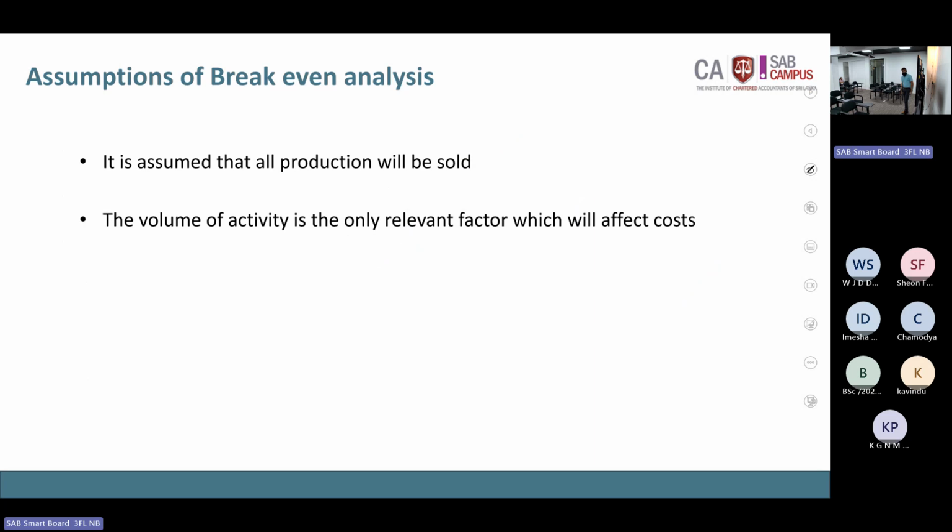Then it is assumed that all production will be sold. අපි හදන හැම product එකක්ම sell කරනවා කියලා හිතාගෙන තමයි අපි මේ calculation එක කරන්නේ. ඒකට එහෙම නැහැ. Practically we have some kind of a closing stock, right? හදන හැම product එකම sell කරන්න බෑ. Then the volume of activity is the only relevant factor which will affect cost. Cost එකට affect වෙන්නේ අපි හදන product එකට යන cost එක විතරයි. එහෙමද? ඊට අමතරව මොනවද තියෙන්නේ?